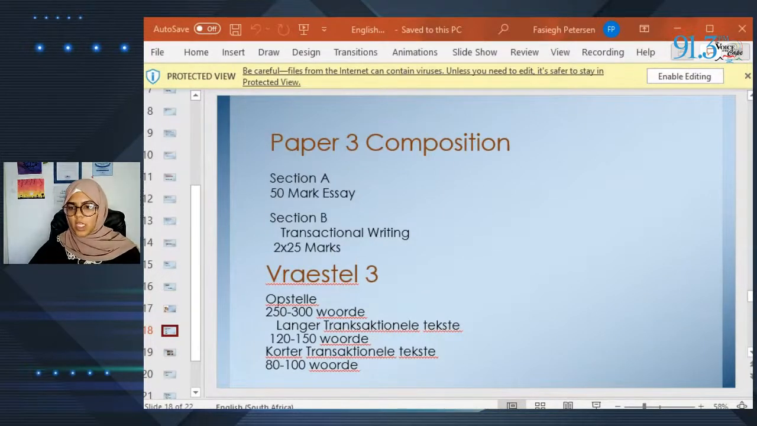And then the second part is langer en korter transactionele teksten. So that would be the same as section B for English, which would be letters, reports, etc. You also get dialogue, so that's dialogues in English. So it's exactly the same. It's just that the Afrikaans is much shorter because with an additional language, often your vocab is much more limited.